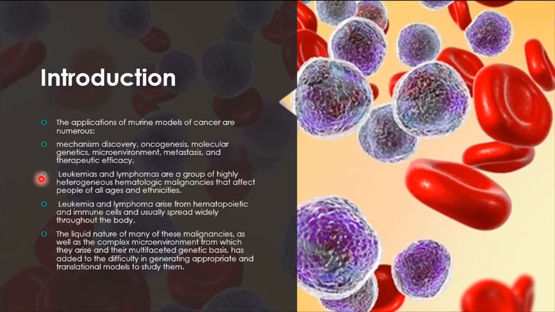Leukemias and lymphomas are a group of highly heterogeneous hematological malignancies that affect people of all ages and ethnicities. Leukemia and lymphoma arise from hematopoietic and immune cells and usually spread widely throughout the body. The liquid nature of many of these malignancies, as well as the complex microenvironment from which they arise and their multi-phase genetic basis, has added to the difficulty in generating appropriate and translational models to study them.